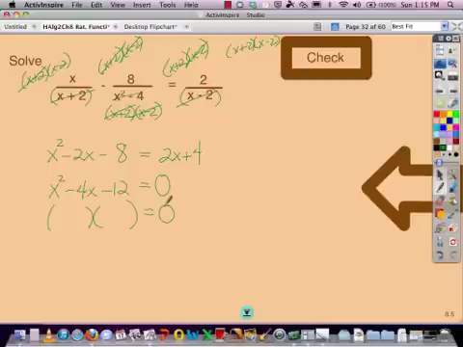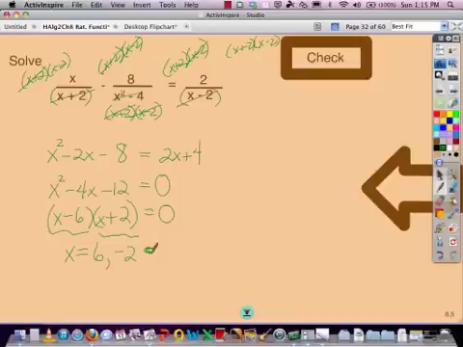X squared minus 4x minus 12. So what multiplies to give me the negative 12 that adds to give me the negative 4? Looks like a 6 and 2 is going to do it in this case. And then find your zeros. What makes me 0? The first parenthesis is that positive 6. What makes the second parenthesis 0 would be that negative 2. Okay? Now, let's check again, as we said.